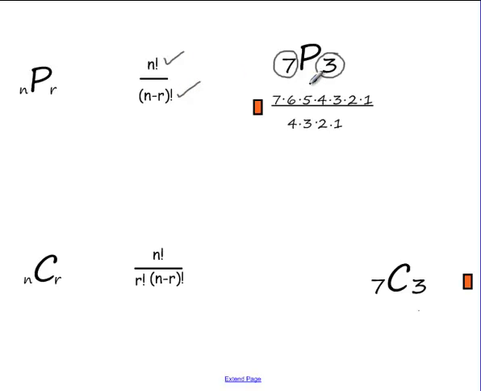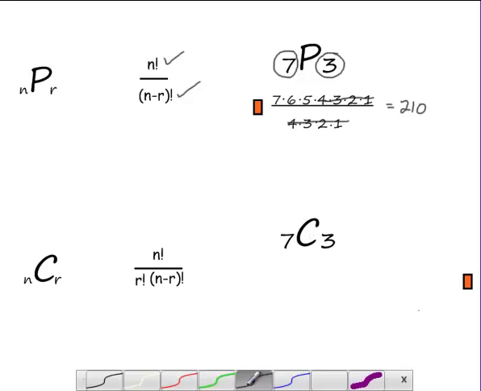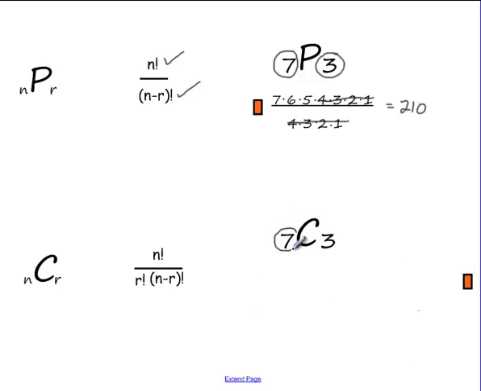And factorials, you remember, multiply out, decreasing by 1, all the way down to 1. 4, 3, 2, 1 cancels out with 4, 3, 2, 1, and I'm left with 210. Now, a combination of 7C3 still means I get to pick from 7 objects, and I get to keep 3.